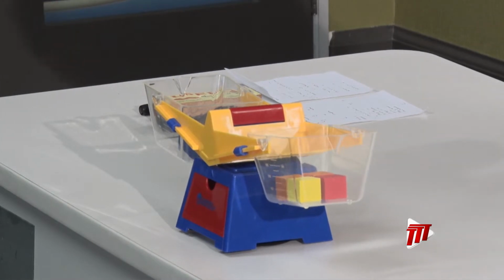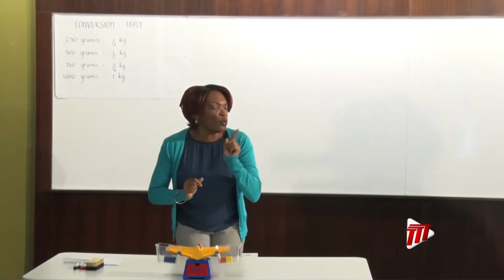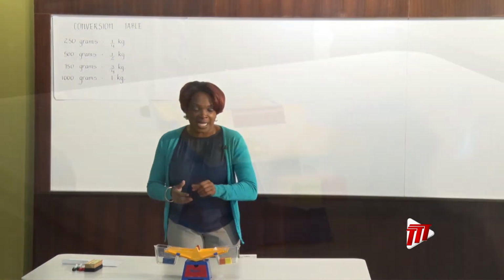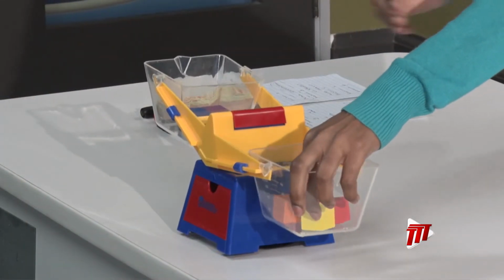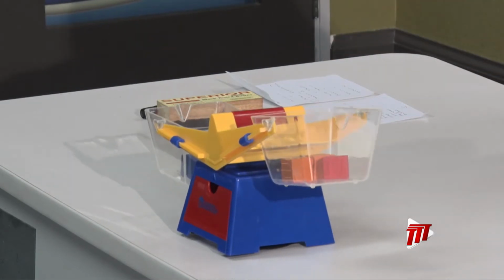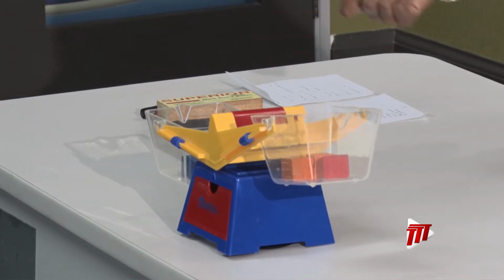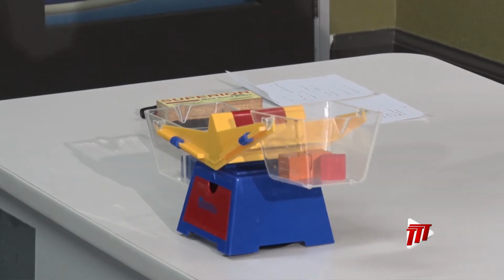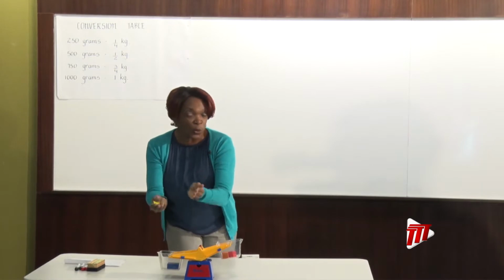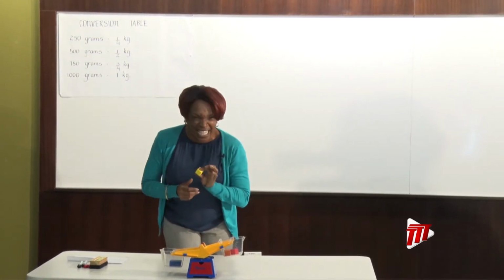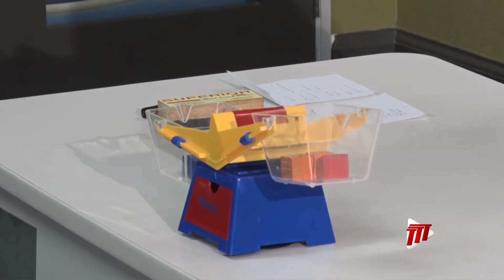I wonder what would happen if I were to remove one of the cubes. Do you think you know? Let's try it. How many knew that was going to happen? Yes, this side went down because the weight or the mass, as I'm saying, is now greater on this side as I have removed one of the cubes. Isn't that interesting? So we're going to go on now.